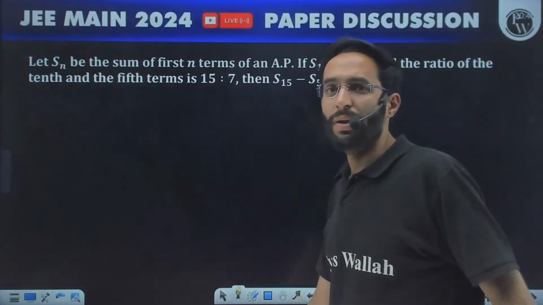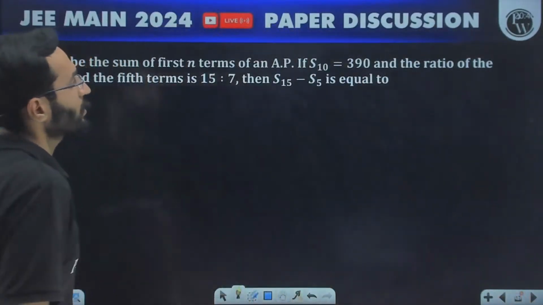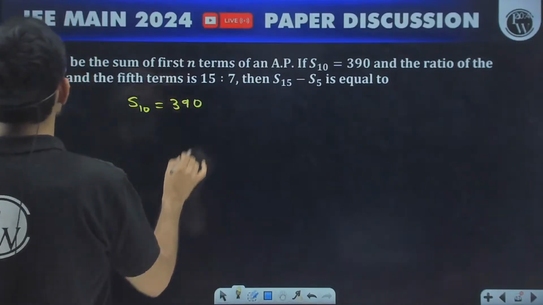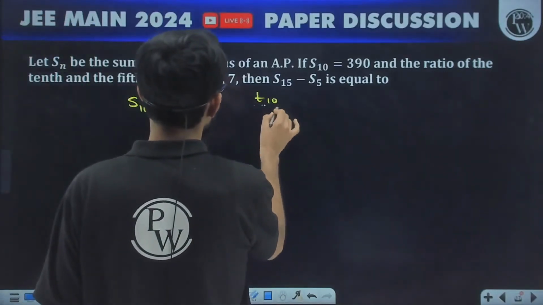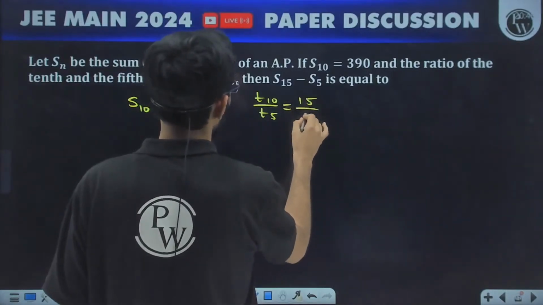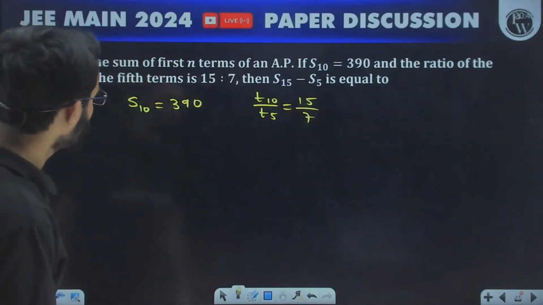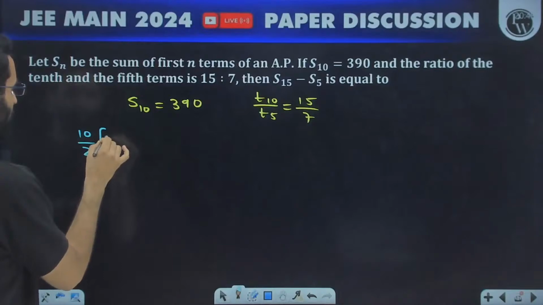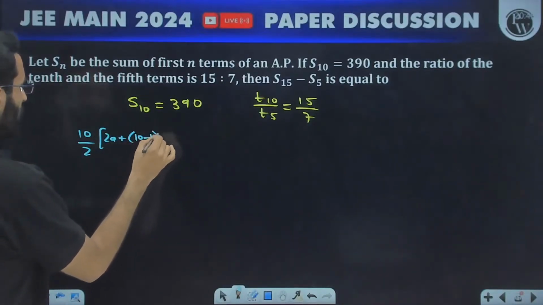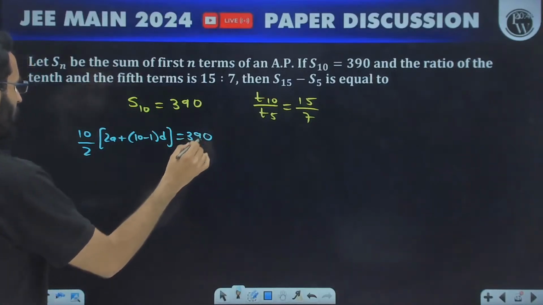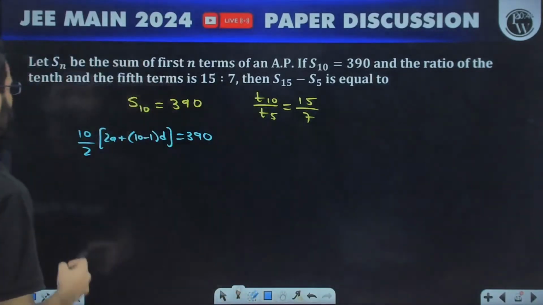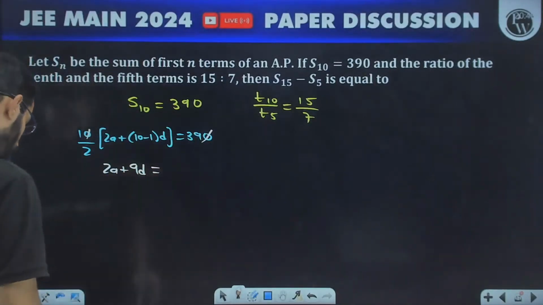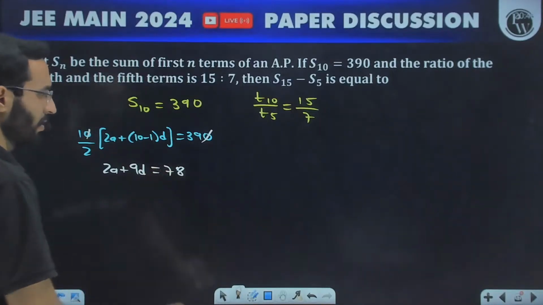So this is your question of AP and GP. Here it is given that Sn is the sum of the first n terms of an AP. If S10 is equal to 390 and the ratio of the 10th term to the 5th term is 15/7, then find S15 minus S5. So first let us try to find A and D from S10. That will become n/2 times (2A plus (n minus 1)D) equal to 390. Simplify further: the 0s get cancelled out. So 2A plus 9D will become 78.